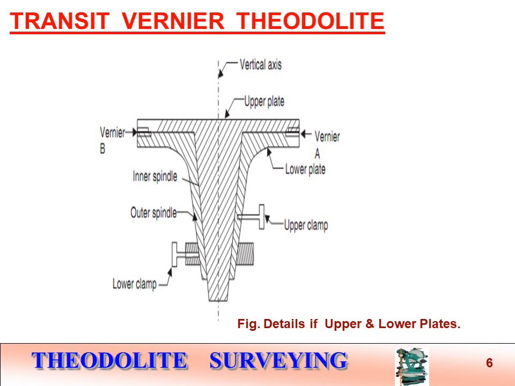And whenever we are interested to record the angle change, then we have to loosen the upper clamp screw, and then we have to rotate the telescope in a desired direction, so that we are going to record the angle which is reflected in the upper plate reading as well as lower plate reading.